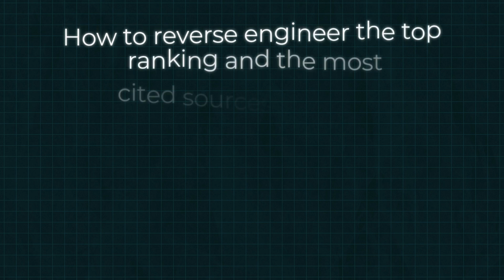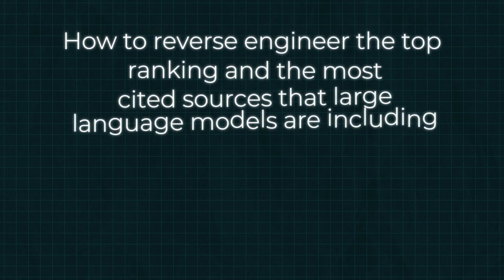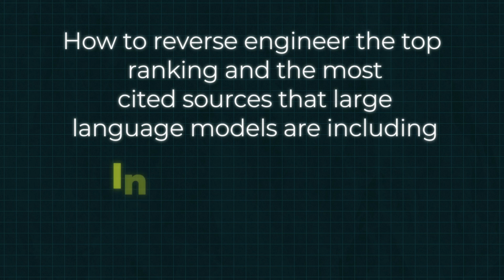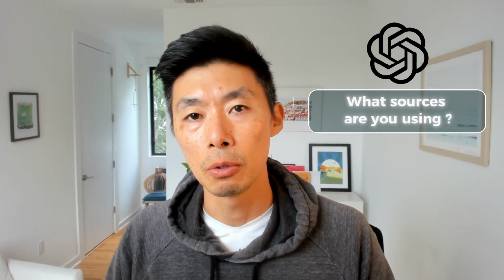So that's it. Now you know how to reverse engineer the top ranking and the most cited sources that large language models are including in their answer. And so to review again, let's assume that you know the keyword or the search query that you're going to target. You'll ask ChatGPT, what sources are you using to answer this question? Then you will actually go to Perplexity. You'll go to AI mode in Google or AI overviews in Google. Look at those links and then understand what those content pieces are looking like.